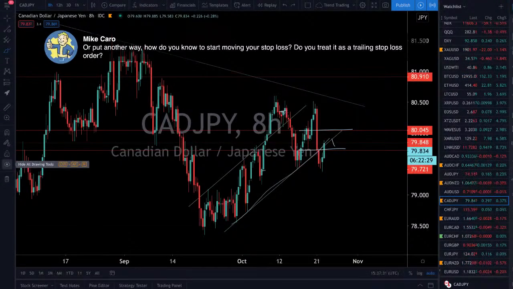No, and don't use a trailing stop loss ever. They prevent profit. So hard and fast, as you come into that first support or resistance level, that's when you move your stop loss to break even.